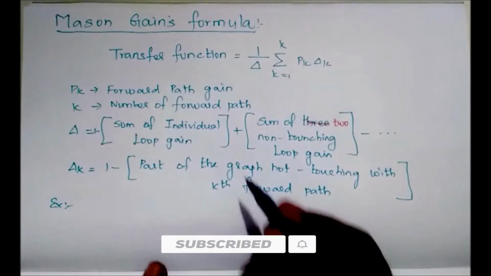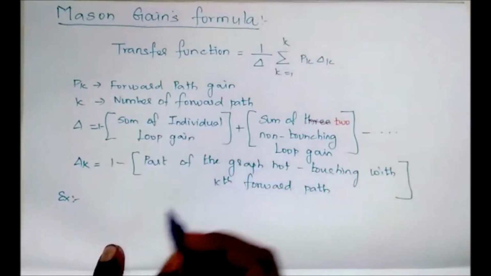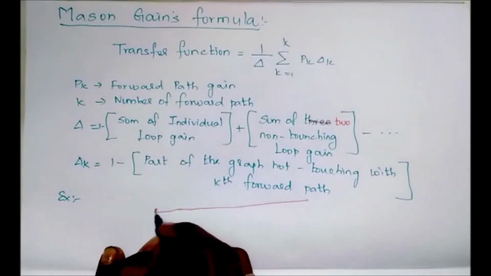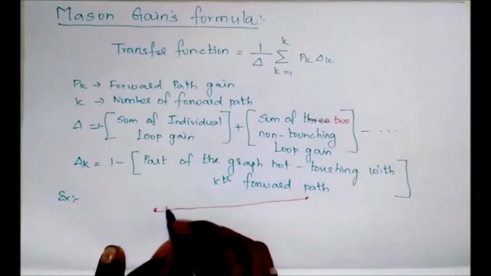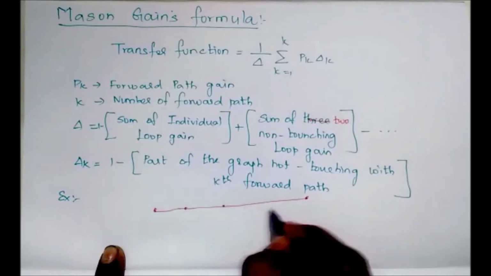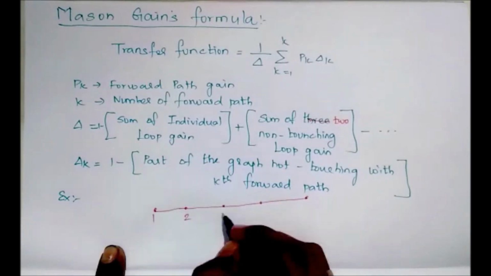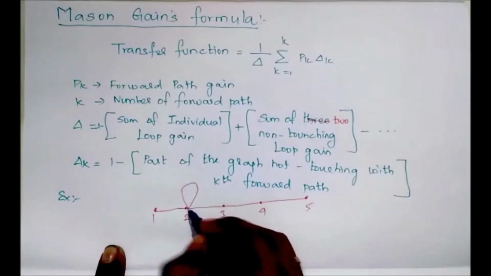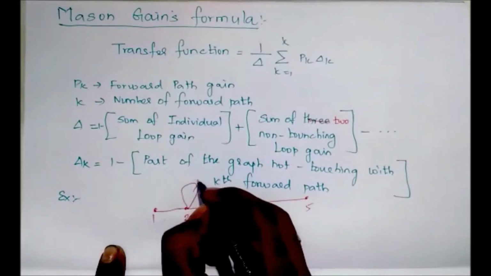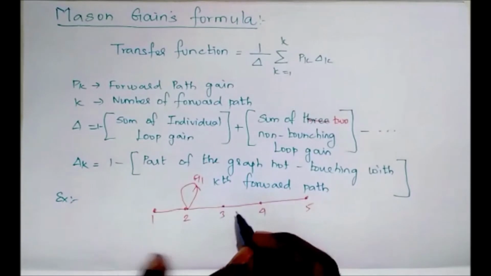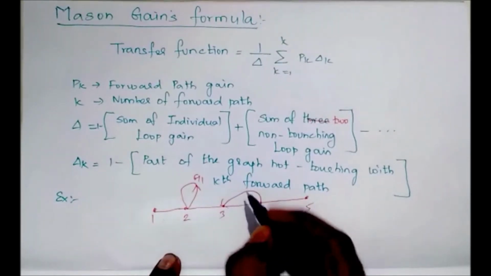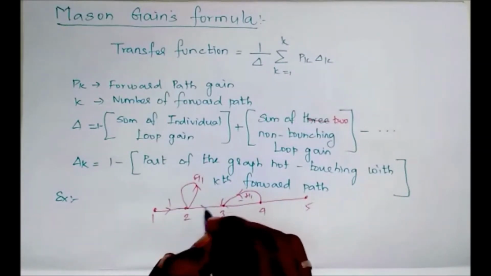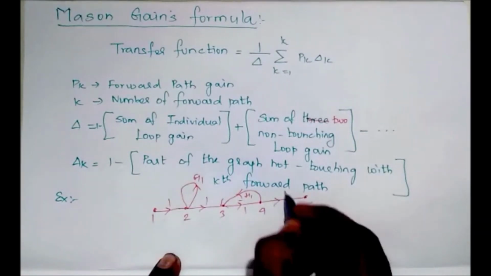Now I am going to explain this formula by using an example. Suppose you consider this is an example graph. It consists of 5 nodes 1 2 3 4 5. Actually this is a one loop. It consists of feedback g1. This is a loop. Its feedback gain is minus h1. So its gains are 1 1 1.